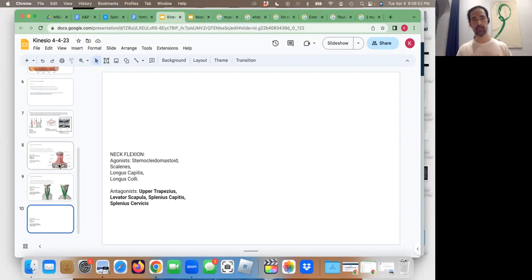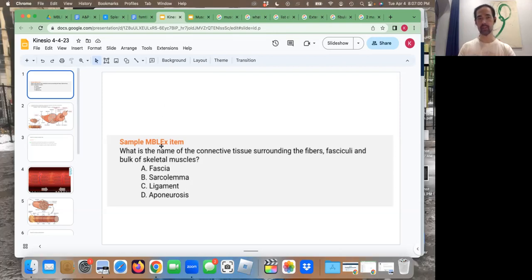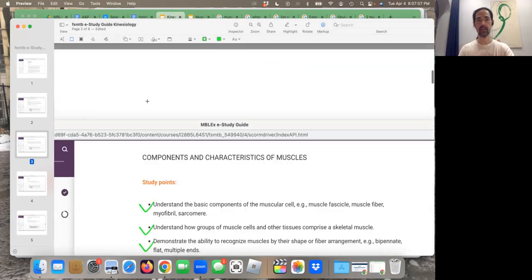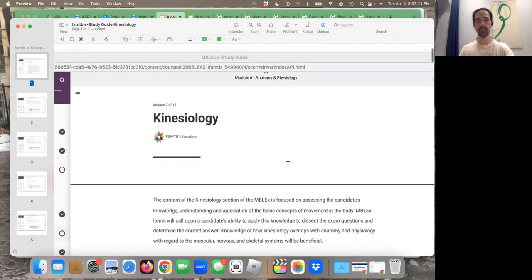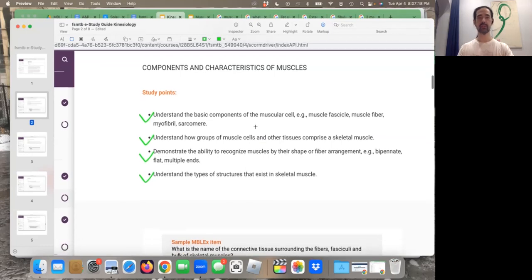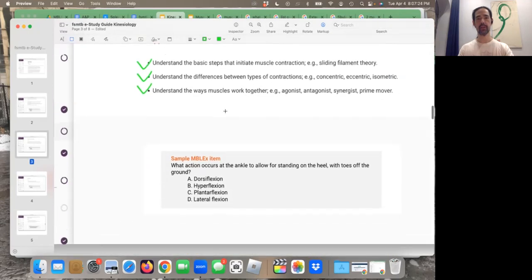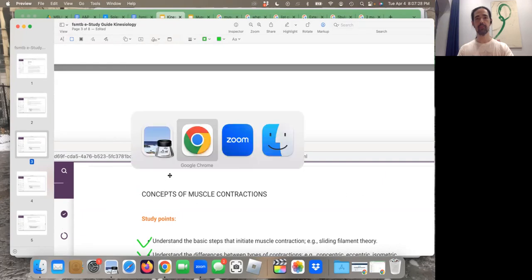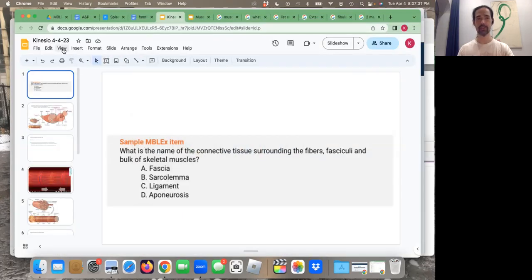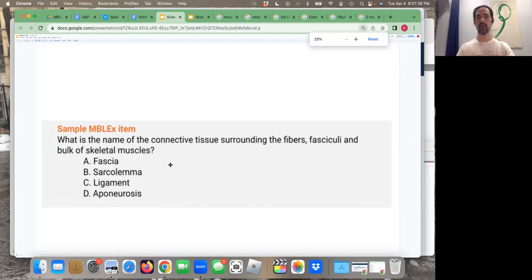Okay. So speaking of gray areas, I want to start the presentation tonight with a sample MBLEx question from the FSMTB. When you look at the FSMTB kinesiology module review kit, it gives you the different sections like components and characteristics of muscles, types of proprioceptors, and then it gives you little sample questions for each of those sections. And I found this question to be really pretty lousy, and I want you guys to be prepared for this. The reason it's lousy is because of the structures that they list, that they're asking you about.